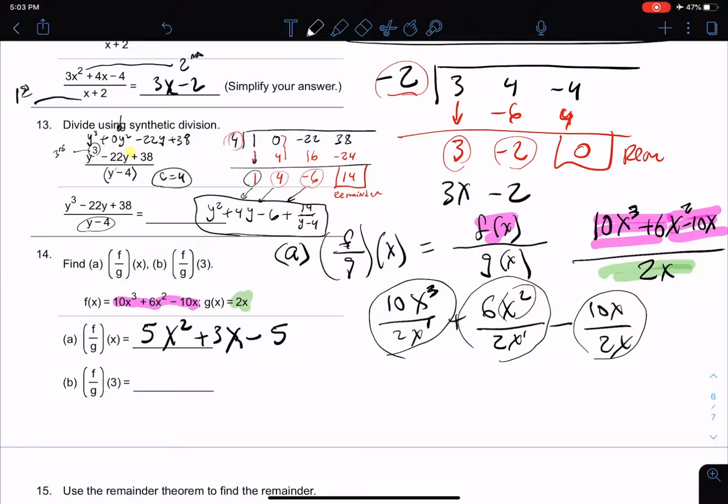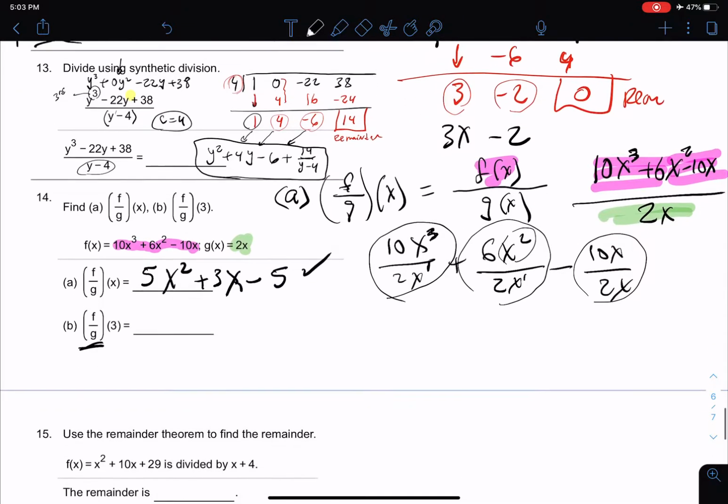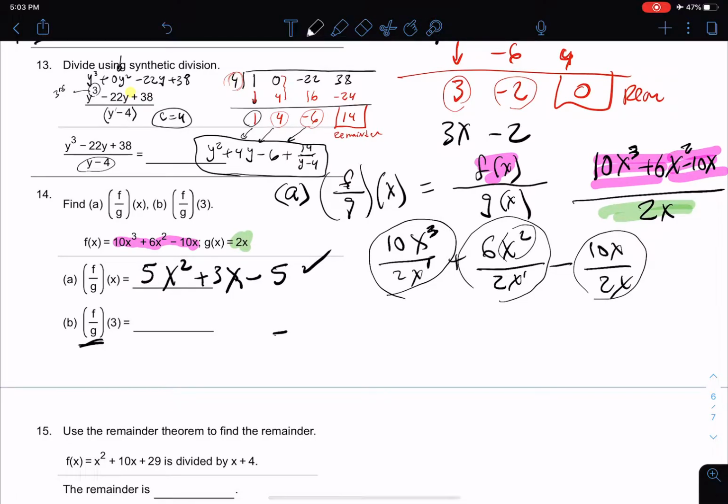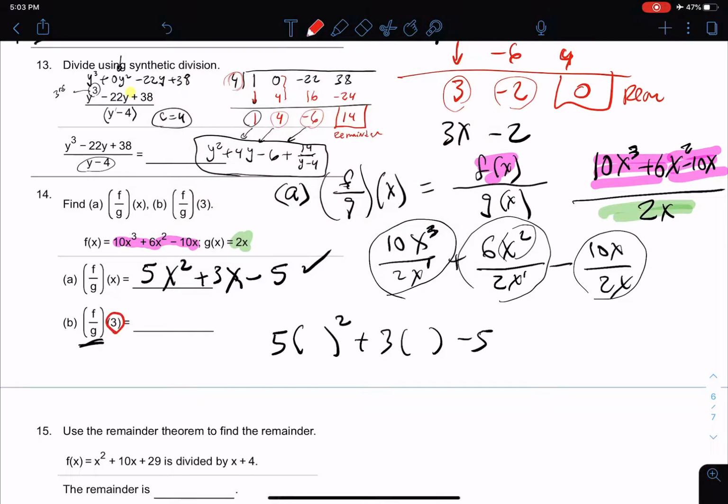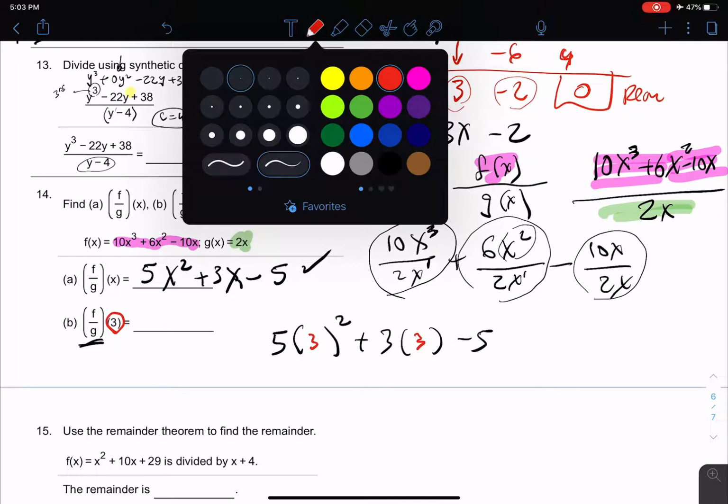And then finally, they're asking us to use the same exact division of function f divided by g, but they want to plug in a value of 3. So we can just use this new function we just developed, right? They're saying take that input and square it, multiply by 5, then 3 times that input, x, minus 5. And once again, what's our input? It's 3. Let's replace all those x's with 3 and simplify it, and we've got ourselves an answer.